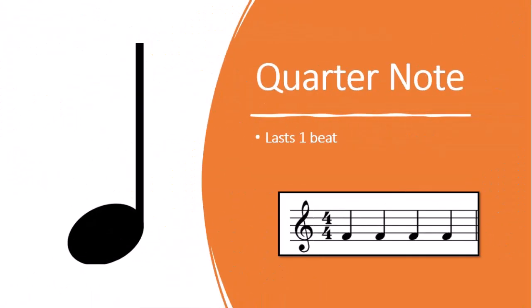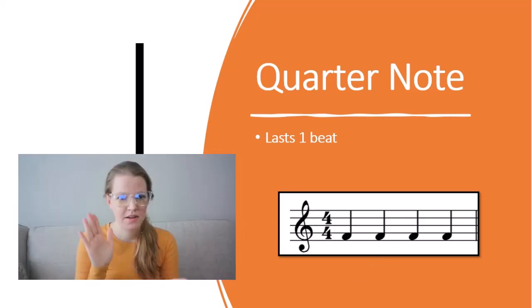A quarter note is a rhythmic symbol that is worth 1 beat of sound. It has a filled-in circle and a stem. In this example, we see 4 quarter notes. If we were to clap it and count it, it would sound like this. 1, 2, 3, 4. 1, 2, 3, 4.